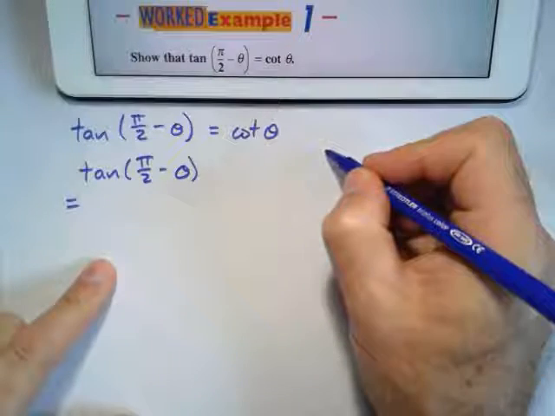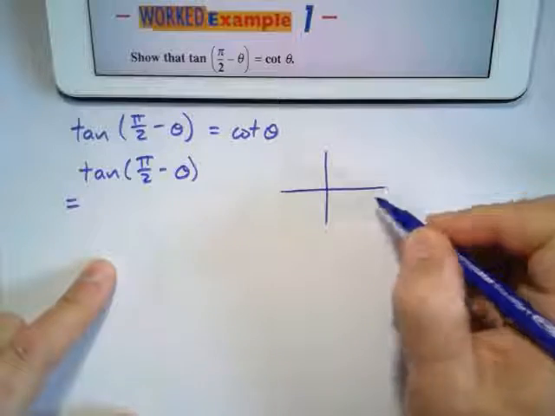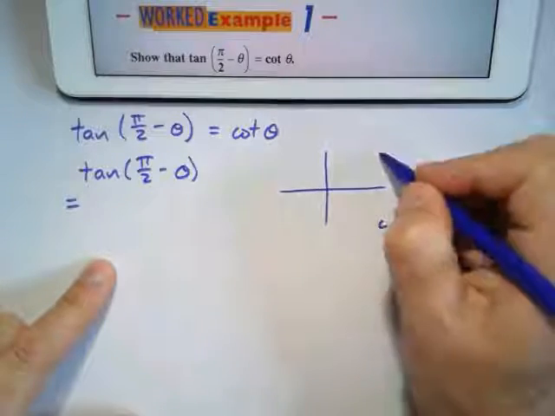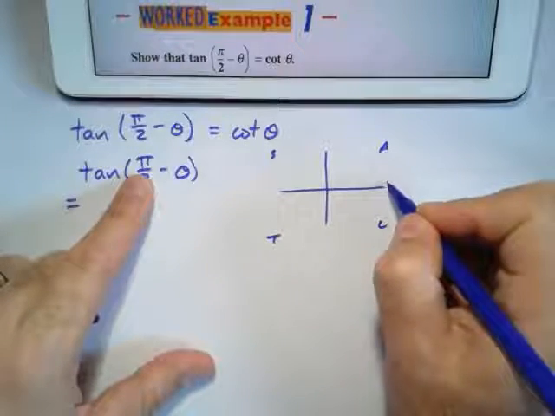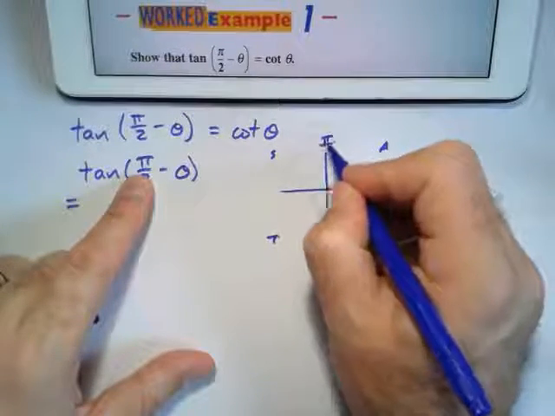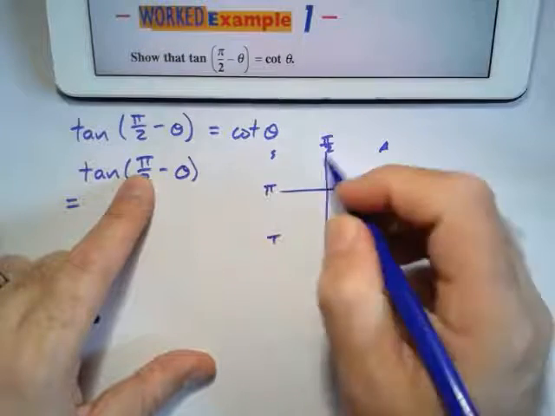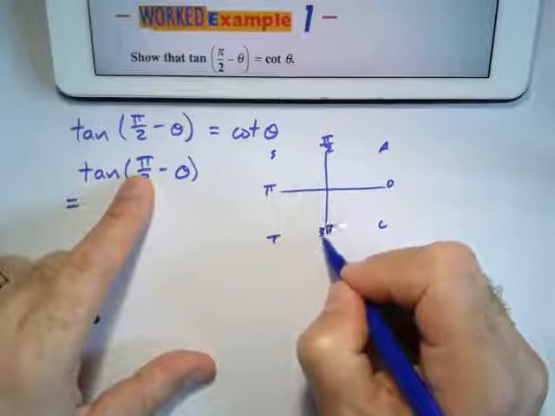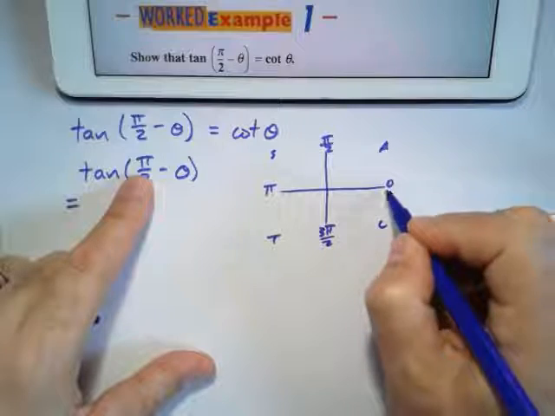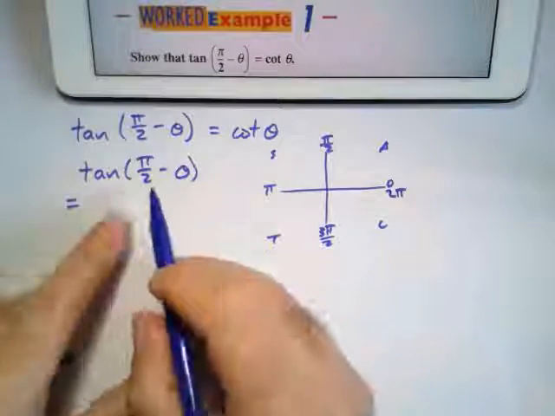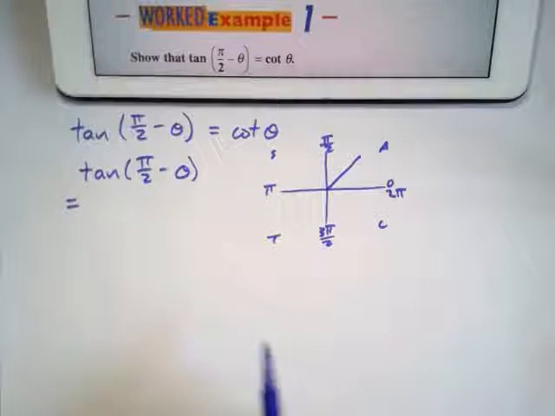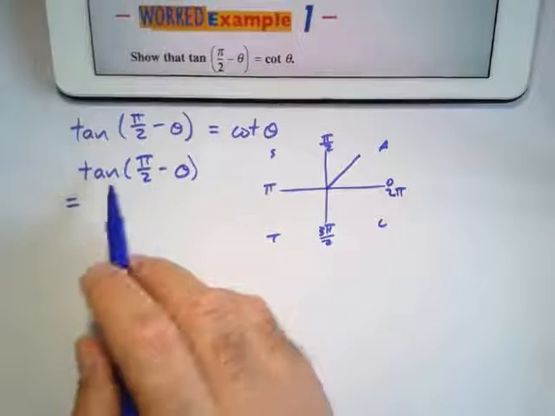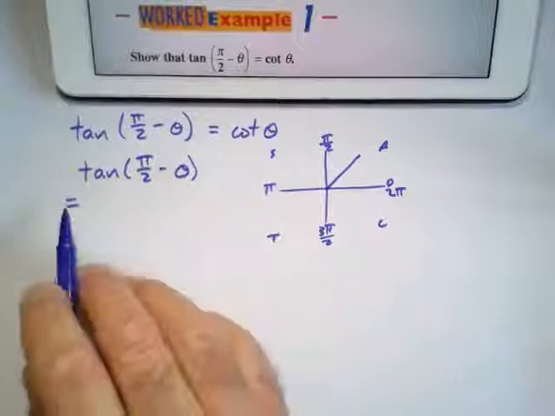Now I am going to do my CAST diagram just to make sure that I know what's happening. So this is CAST, and this is 0, this is pi over 2, this is pi, this is 3 pi over 2, this is 2 pi. Pi over 2 minus theta is in there, okay? So I know it's going to be positive, and I don't have to worry about the sign.